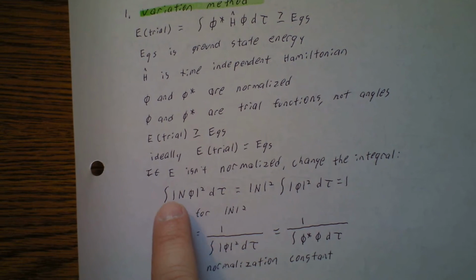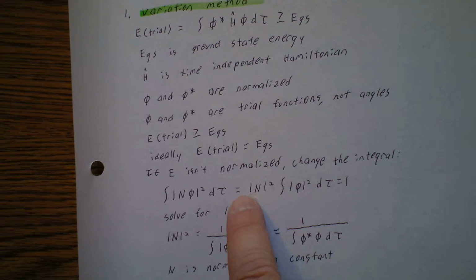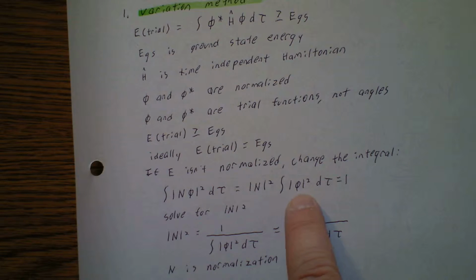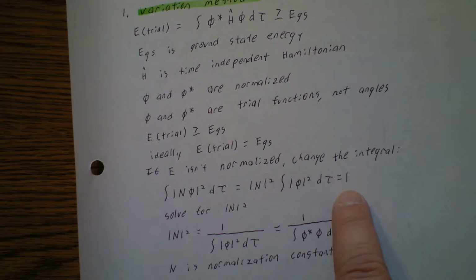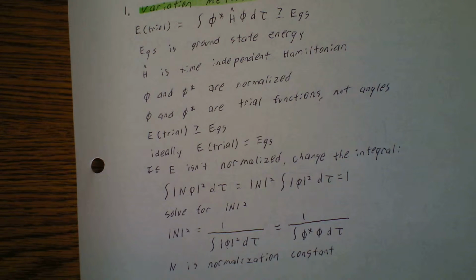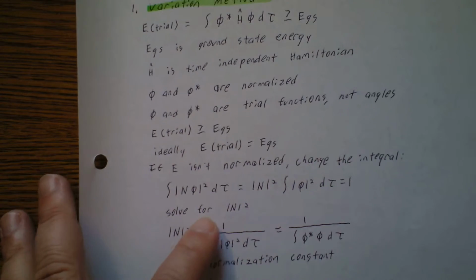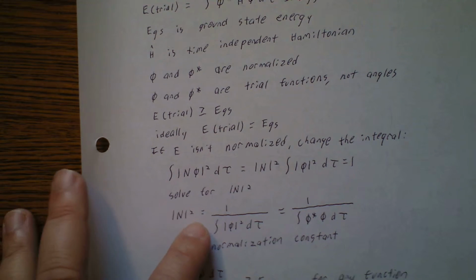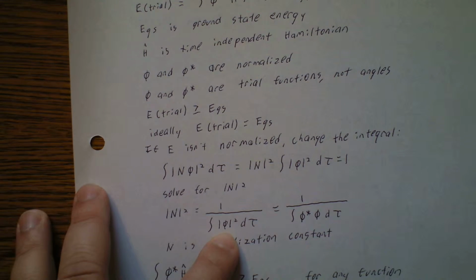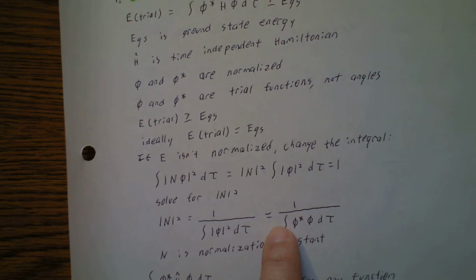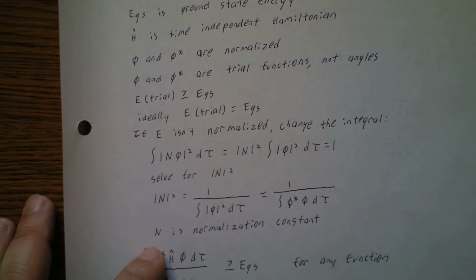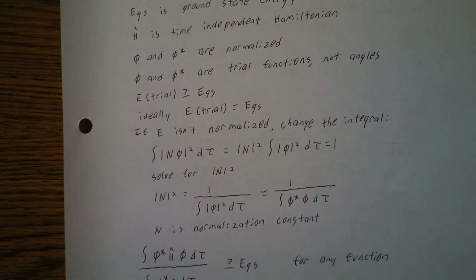So remember, the integral of the absolute value squared of N times phi d tau is going to be equal to the absolute value of N squared times the integral of the absolute value of phi squared d tau. And that's going to be equal to 1. That's what normalized means. So we're going to solve for capital N squared, absolute value. So we get the absolute value of N squared is going to be equal to 1 over the integral of the absolute value of phi squared d tau. And that's going to be equal to 1 over the integral of phi star phi d tau. So we say N is the normalization constant.